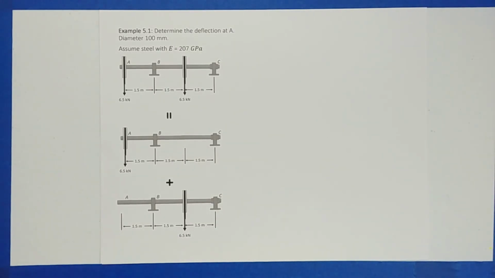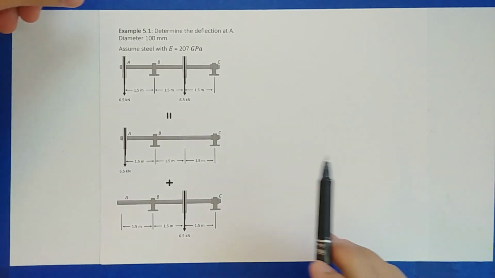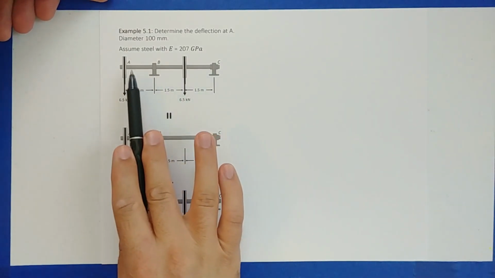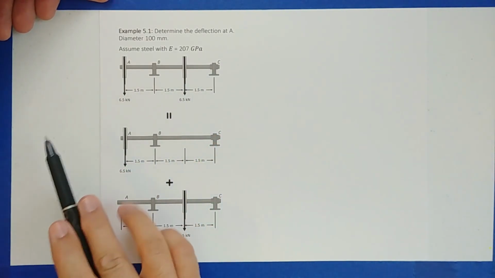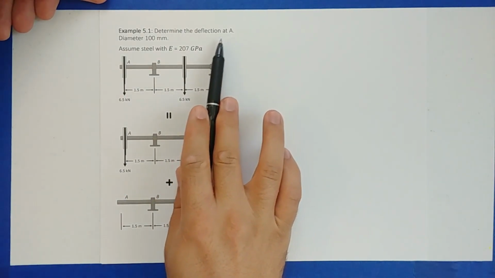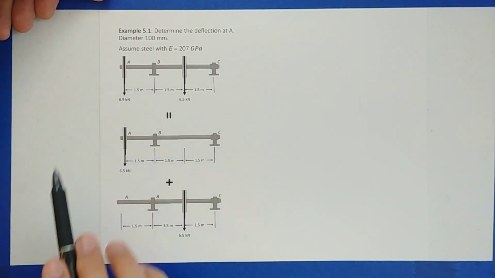Howdy, in this example, we're gonna go over beam deflection. What do we have in this problem? We have a shaft. There's 2 point loads being applied. And we wanna determine the deflection at point A over here.